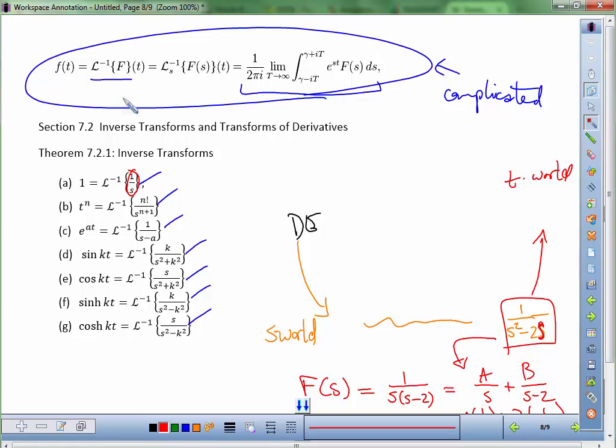This is just another way to go from, if you know what your F is, your F(s), a way to come back and get your original f of t, little f of t. So you have F(s), a function in the s world that you messed around with, and you want to go back to the t world. This would be the integral to do it. This would be one of the ways to get there.